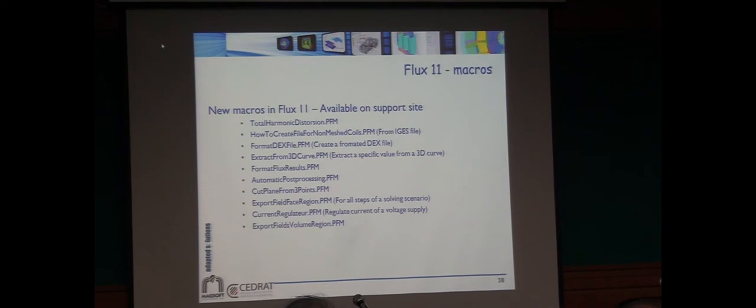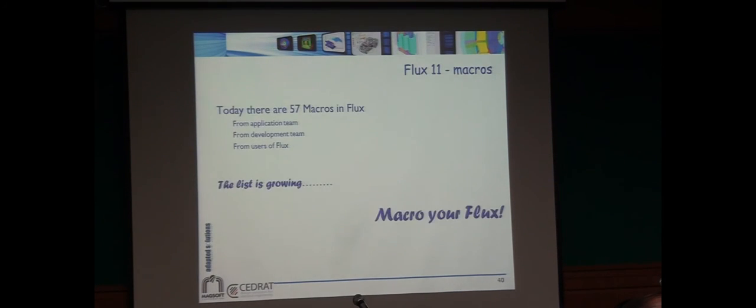So I told you there were quite a few macros in Flux at the end. In fact, they're all available on the support site now. But some very good macros: total harmonic distortion. What do I have here? Extraction from 3D curves, format flux result and stuff like this. Current regulators, for example, there is a macro to define the current regulators directly. And sorry, I went one too many.